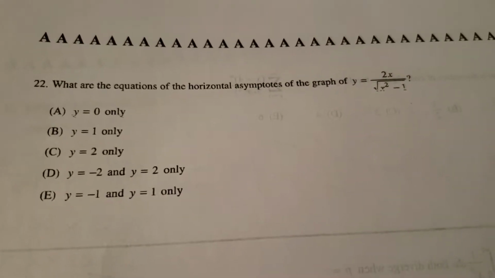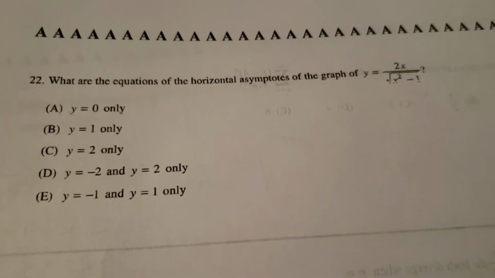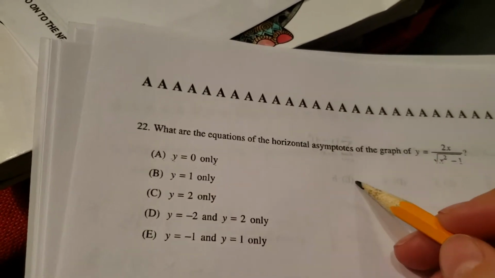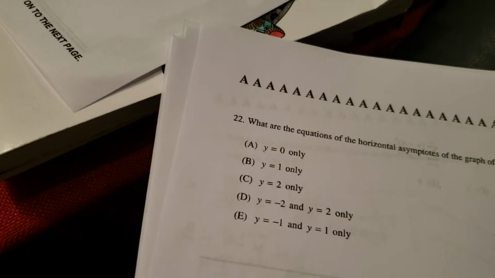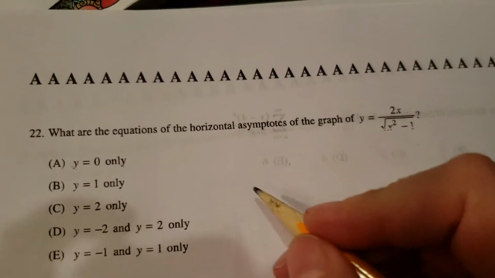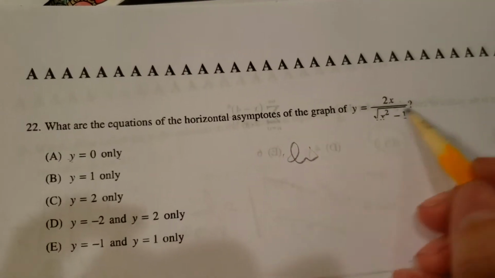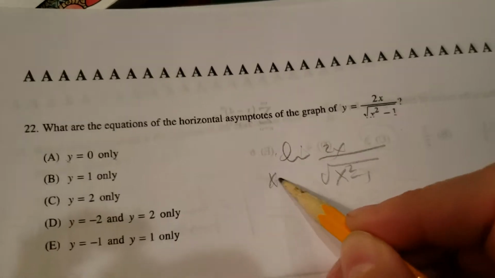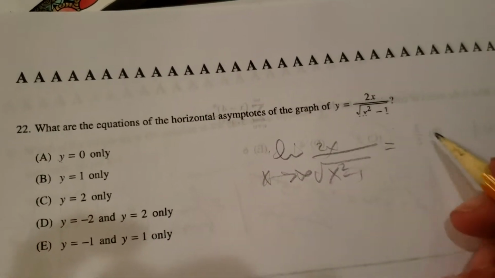22. What are the equations of the horizontal asymptotes of the graph? Okay, this was a long time ago. So horizontal asymptotes are lines that the graph approaches as x approaches infinity or negative infinity. So what that means is you have to take the limit of this function as x approaches positive infinity.